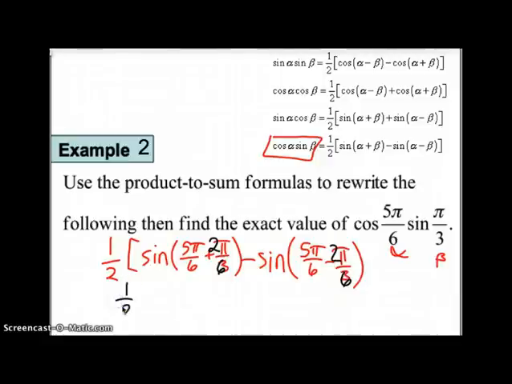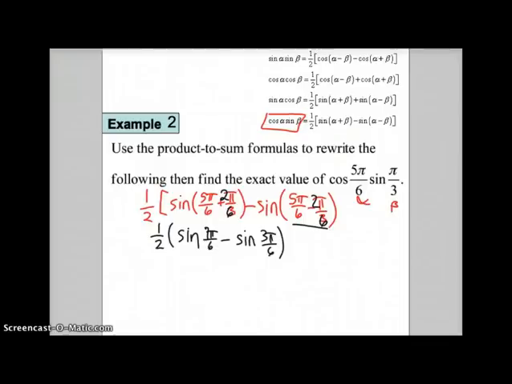So I have 1/2 of the sine of, it looks like 2 pi over 6 and 5 pi over 6 makes 7 pi over 6, minus the sine of 3 pi over 6. So I subtracted those two there. So now I'm going to look to my unit circle and find out what these values are. So 3 pi over 6 is the same as pi over 2. I know that's 90 degrees, and at 90 degrees the sine is 1. So that value is going to be 1.